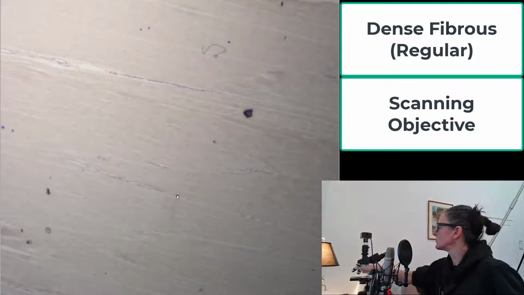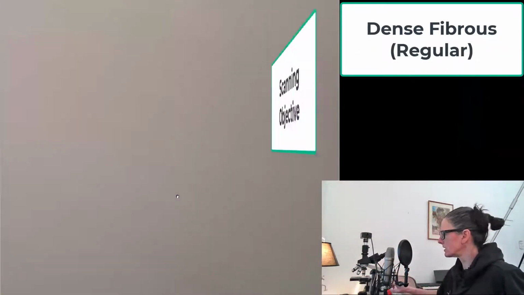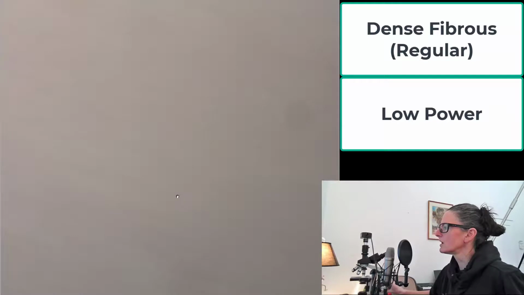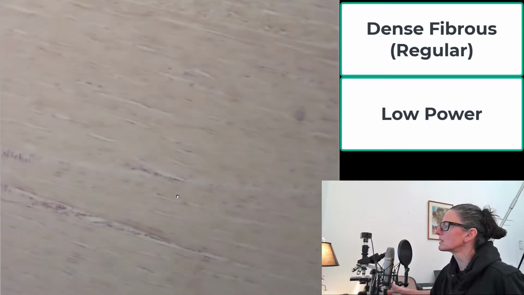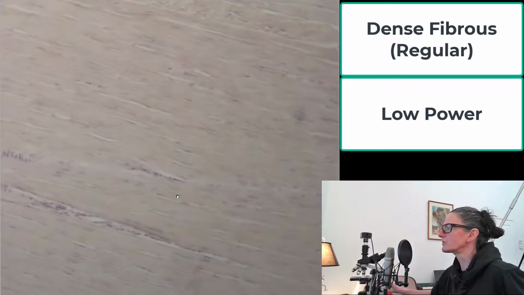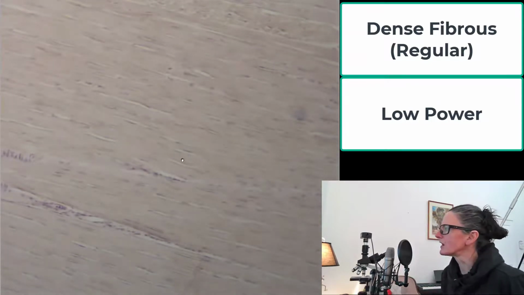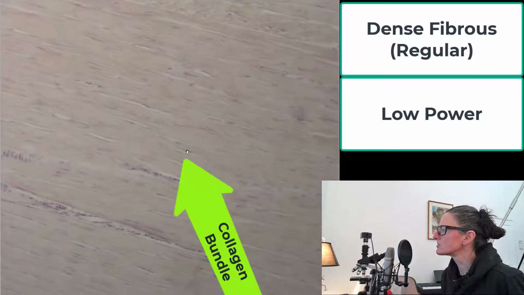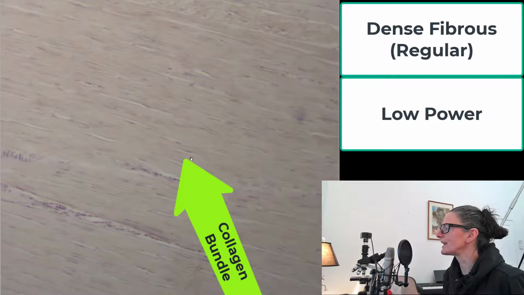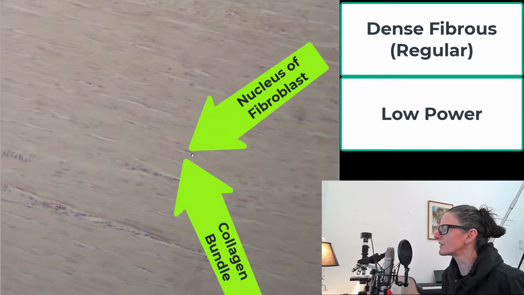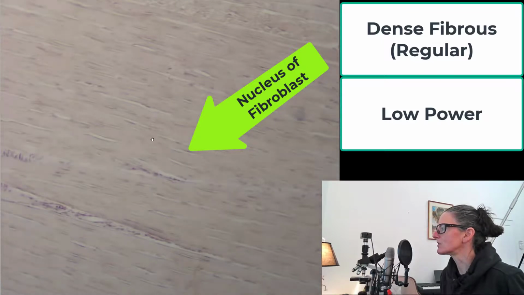So let me move this up to the low power objective very quickly here and refocus. And one of the things that you might see on some of these slides, here we see a very nice example of some dense fibrous connective tissue. And you can see these collagen bundles, or these pink things here, and the darker staining parts, these nuclei, are nuclei of the fibroblasts that are going to maintain or make these collagen bundles here. So the collagen bundles are these long fibers.